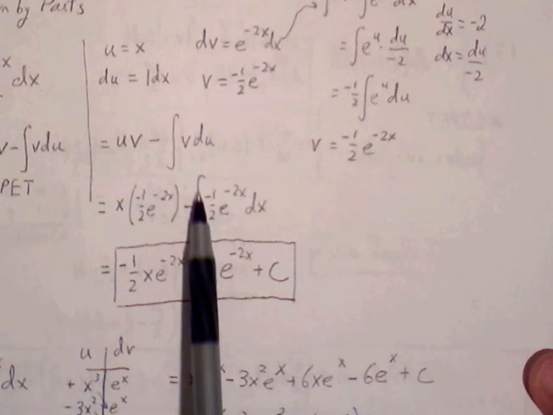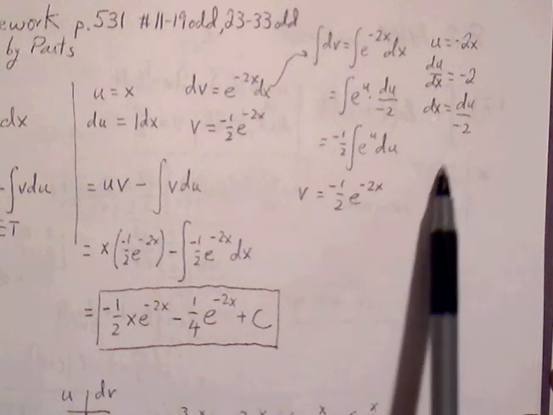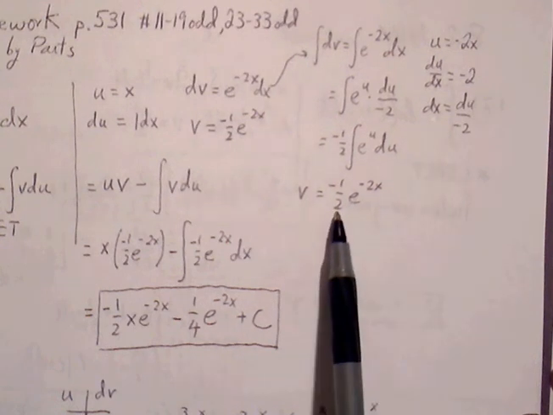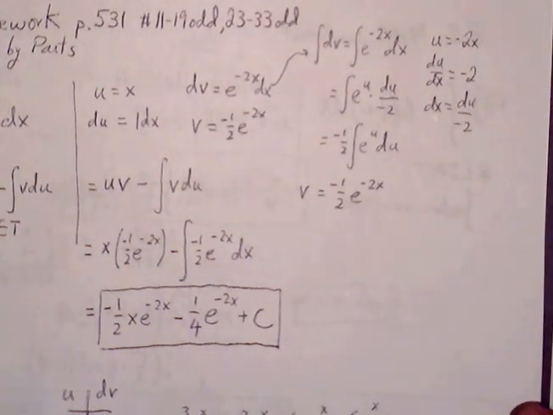I'm not going through u substitution again because I've already done all the work here. I'm just pulling out the fact that I know I'm going to produce a negative 1/2 every time I find the integral of e to the negative 2x.